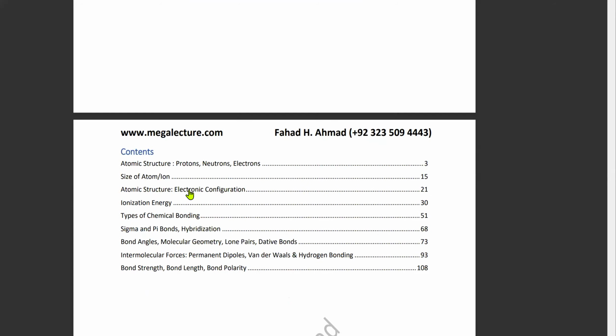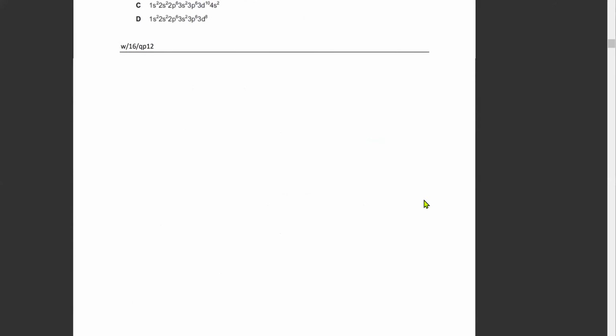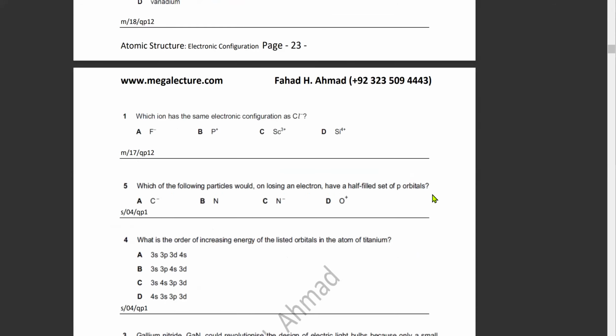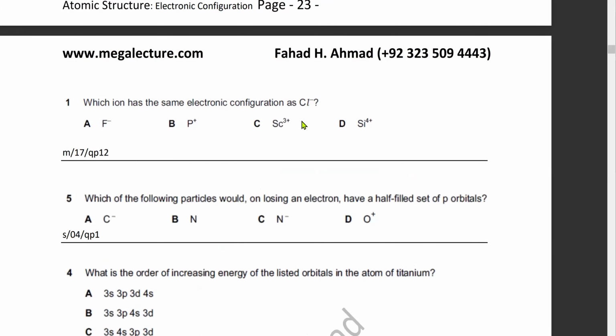So now, just a few more questions for revision on electronic structures. We learned how to write the electronic configuration. So very quickly, which ion has the same electronic configuration as Cl minus one?